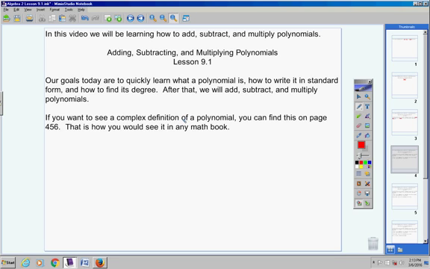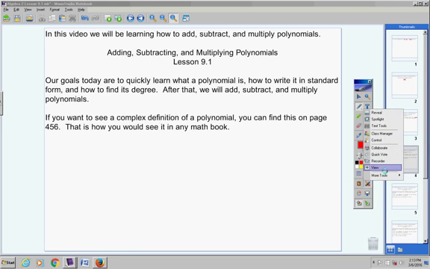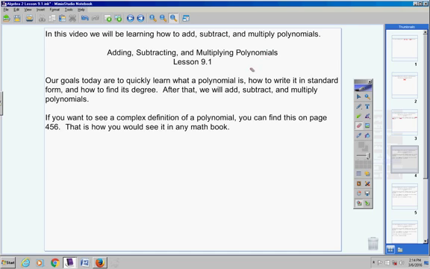Now when you look at that on page 456, it definitely looks confusing, but to be honest with you, that's a good, solid definition of a polynomial. However, I will agree with you that that blue box on page 456 is pretty complicated, so let me break this down and explain to you what a polynomial is in language you can probably understand, okay?